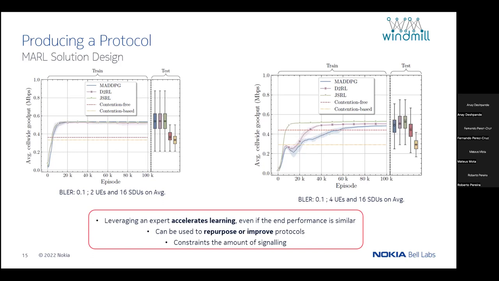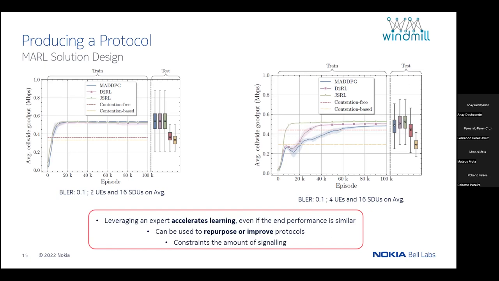The main conclusion from here is that leveraging experts accelerates the learning a lot. Even if the performance in the end is kind of similar, you have way faster learning by using a prior policy to accelerate the learning. And using the guide policy allows two things that are very interesting. The first one is you can use a general purpose protocol as a base to actually generate an application-tailored one. Okay, so you repurpose the protocol that you have, or you can use a not so good application-tailored protocol and then improve it by using this. Okay, so it has this interesting effect.